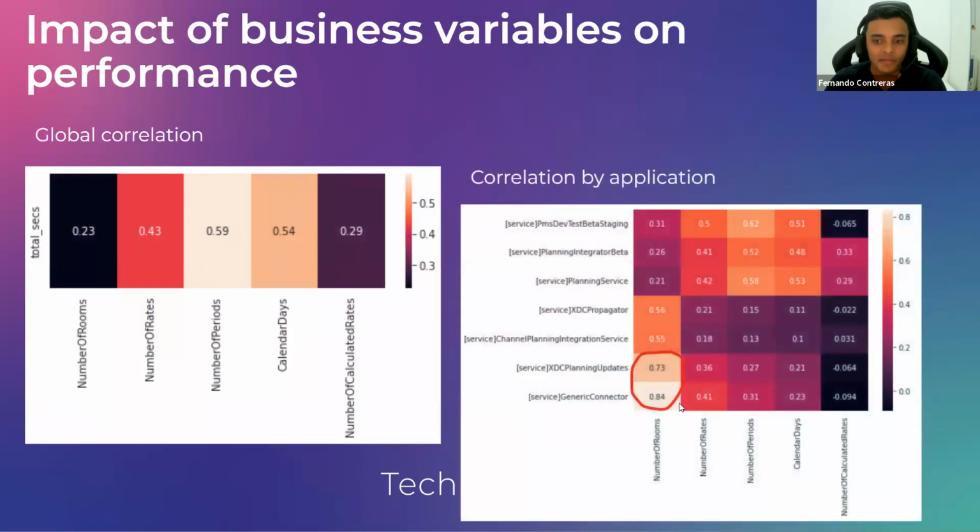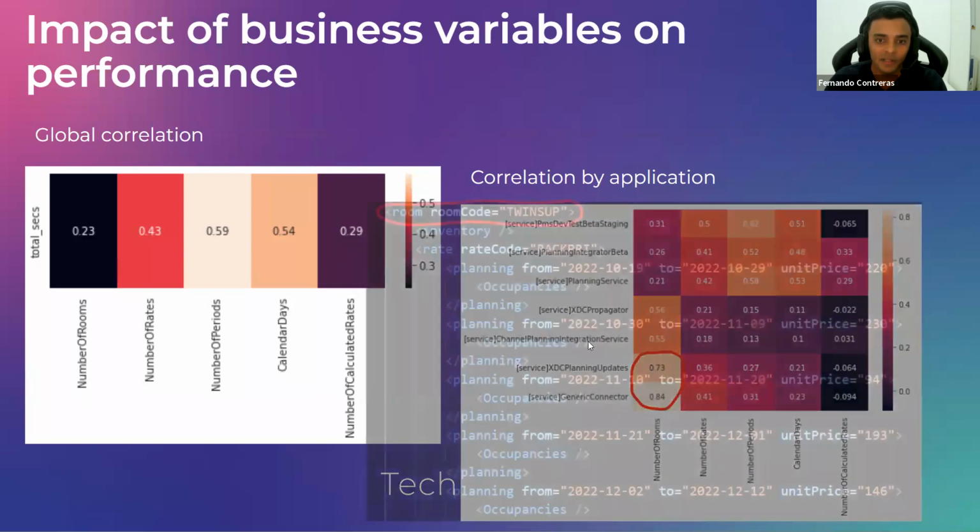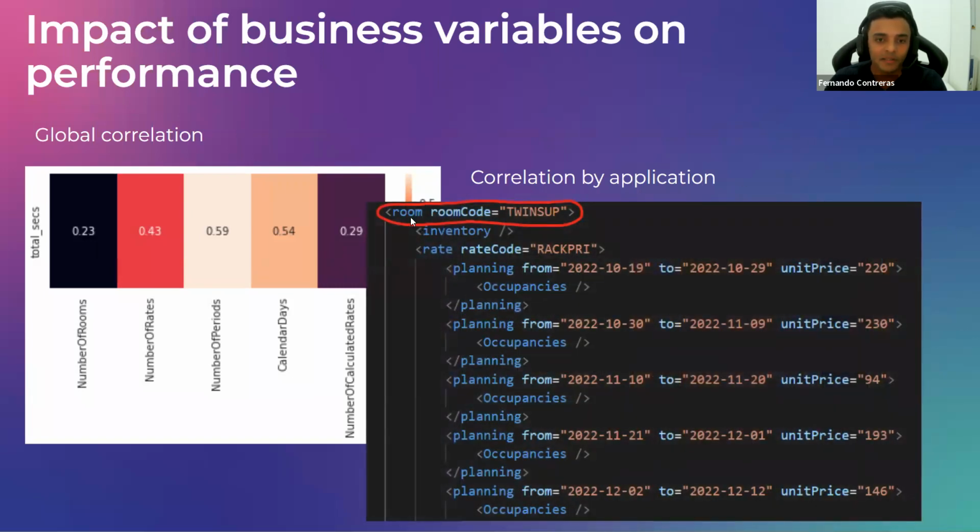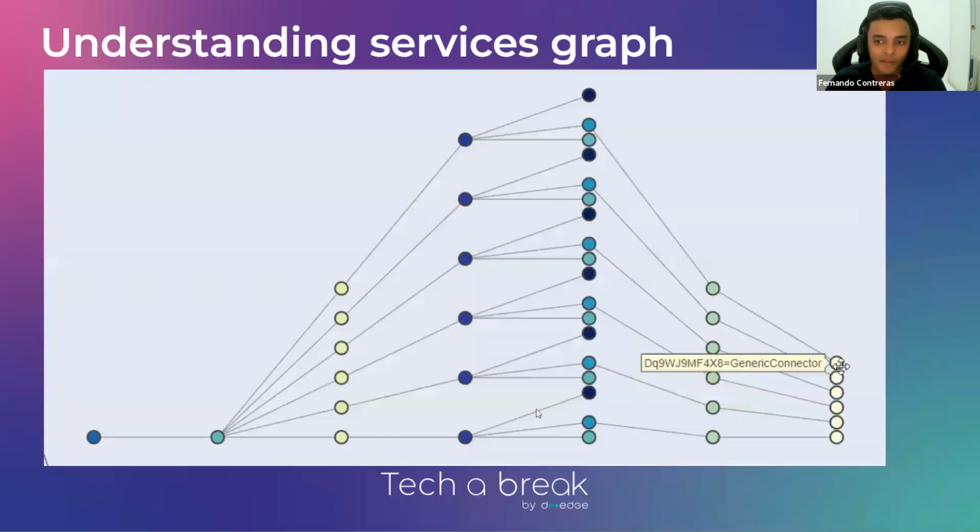Then we can have the same measures, but divided by application. And you can note how these two applications at the left bottom corner seem to be very impacted by the number of rooms present in the updates. Just as a reminder, the number of rooms describes how many XML tags we have in every planning update, as you see here.